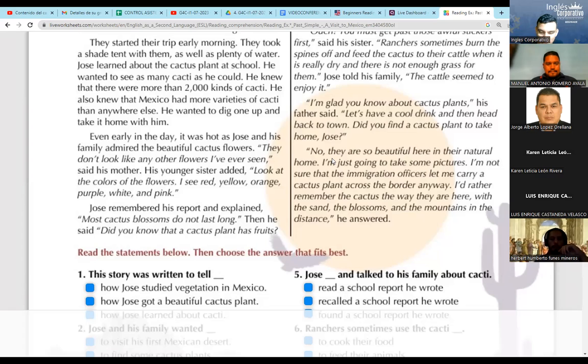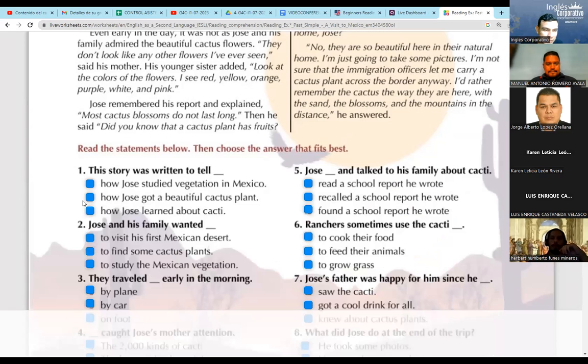Okay, question number one. It says, this story was written to tell how Jose was learning about cooking. Okay, aquí no se refiere a un cactus grande, porque cacti es como el cactus pero pequeño, cacti.